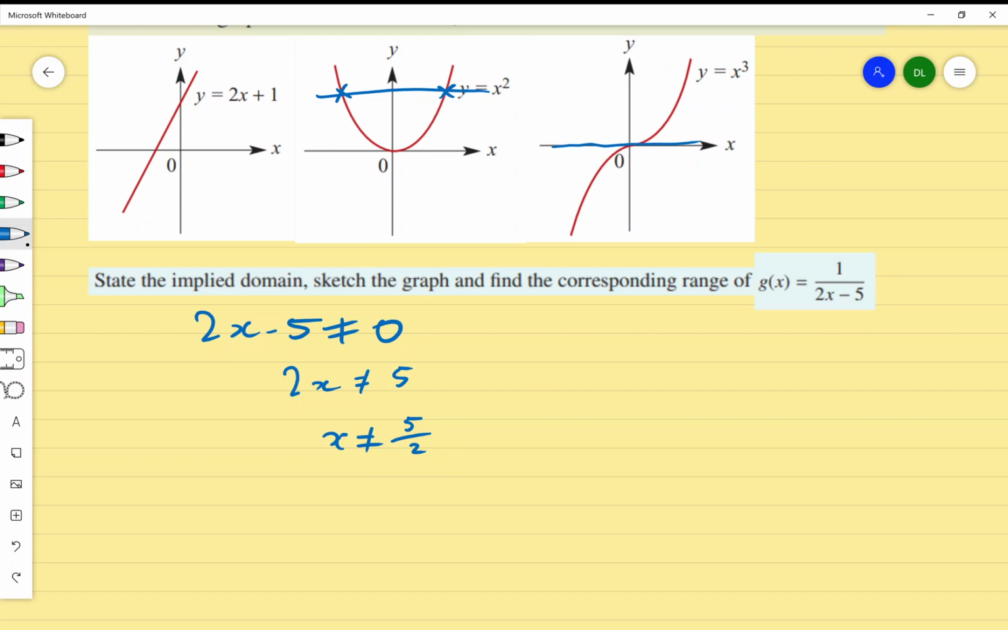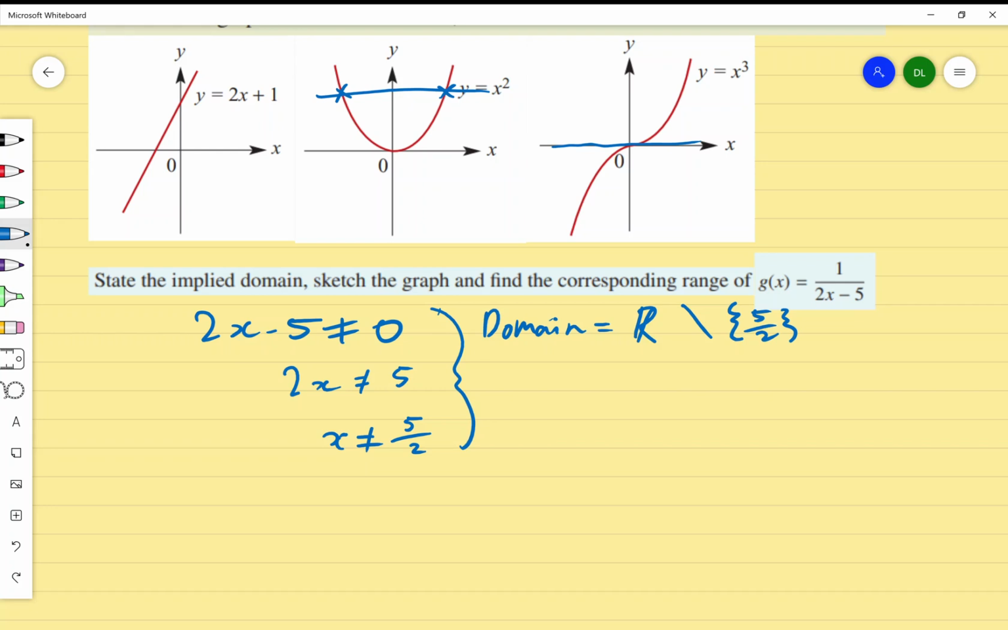If I sub in x equals 5 over 2 into this equation right there, I would end up with 1 over 0. And therefore my function doesn't have meaning, and I want to make sure it does. So I can say that my implied domain equals all real values of x, and sometimes you will see it written like this: all real values of x, set difference or excluding the set containing 5 over 2. So that'll give us all real numbers except 5 over 2.